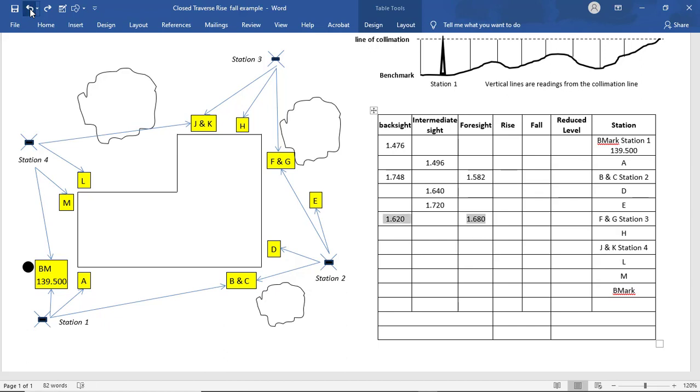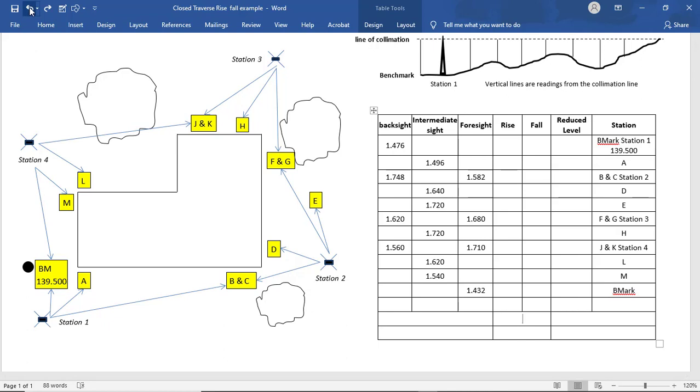Then the same process again. We survey back to our last reading from station 2, and that becomes the first reading from station 3. Then our intermediate sight, foresight, and just complete the rest of it down there. It's very important to write the correct figures in the correct columns. Everything impacts when you do your balance later on.